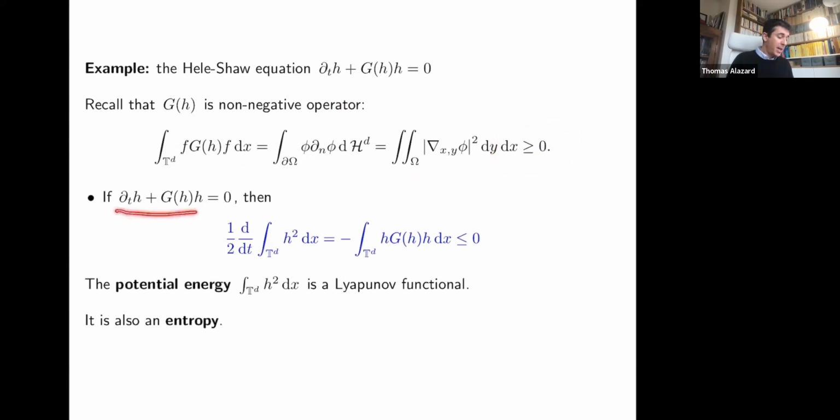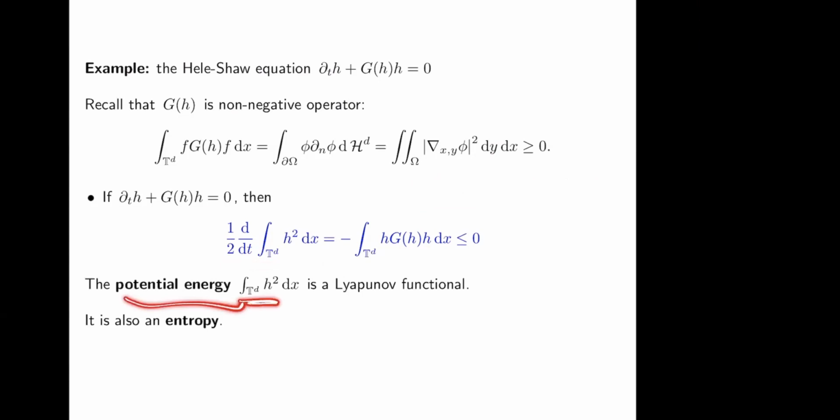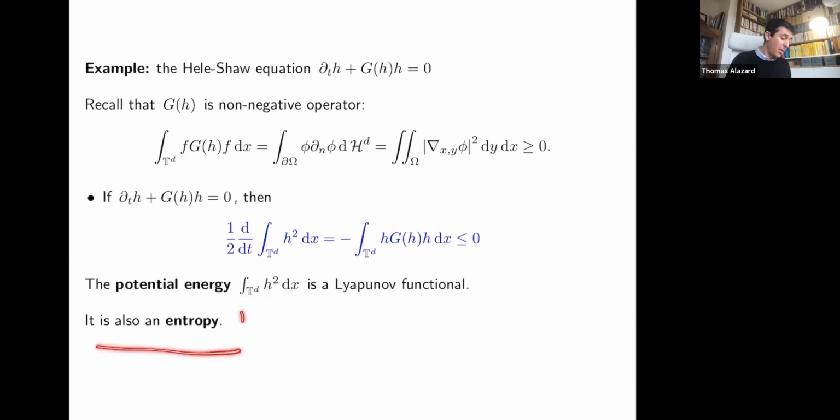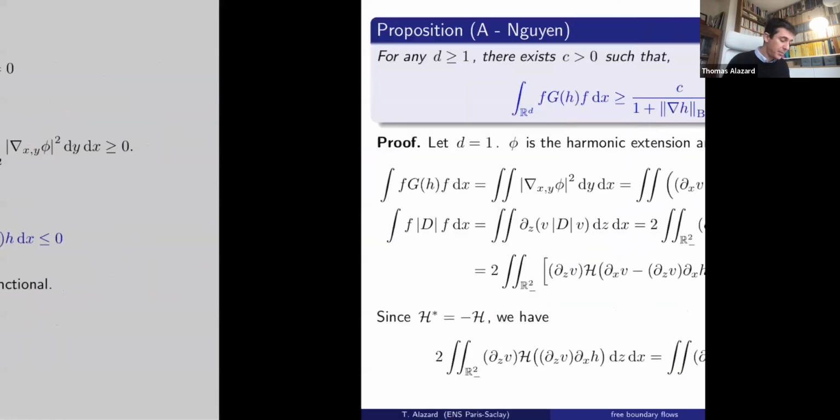Now, if you multiply this equation by h, and you integrate over the torus T^d, then you get that the square of the L2 norm is also a Lyapunov functional. It means that the potential energy, this quantity, is a Lyapunov function. This is also, of course, more than that, it's an entropy because we can have a lower bound for this thing.